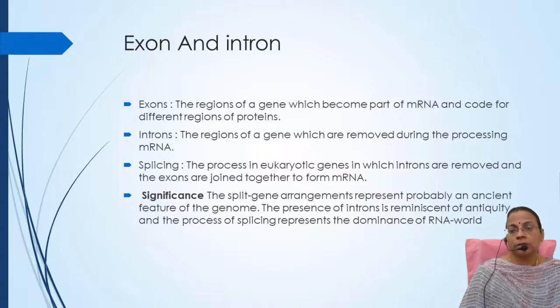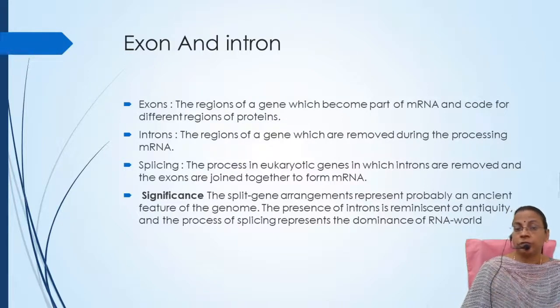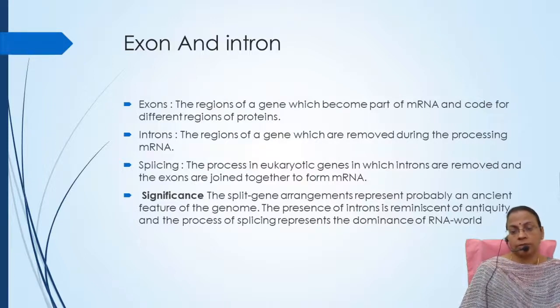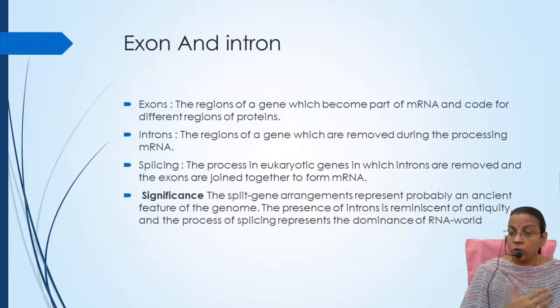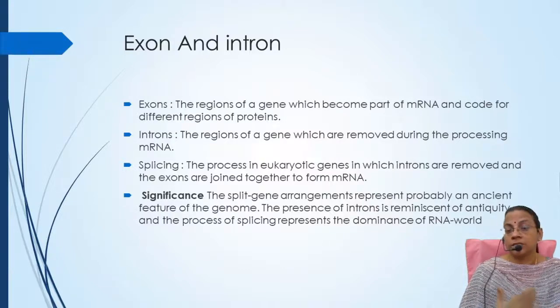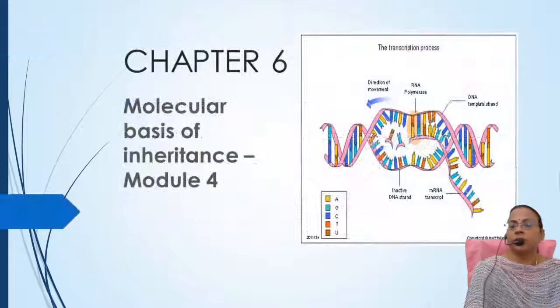So that is why the splicing mechanism is still retained within our body. The presence of introns is reminiscent of antiquity, that means ancient characteristics, and the process of splicing represents the dominance of the RNA world. That means we all inherited from an RNA-carrying ancestral form, where with the help of splicing they were able to adapt better to the unsteady climatic conditions. That is why splicing is very significant at present.